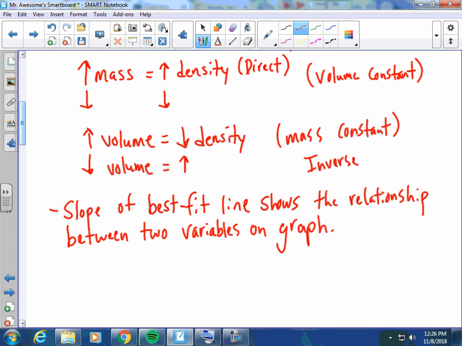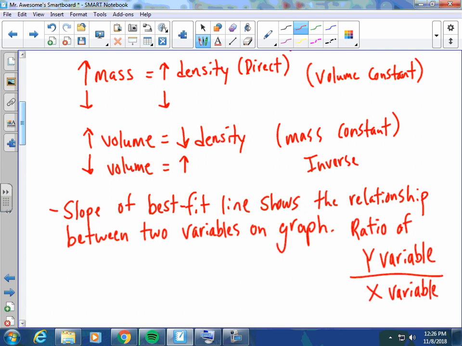And really what it shows is the ratio of y variable to x variable. Because it's the rise over run, right? Rise being the change in y, run being the change in x, that's the x variable.